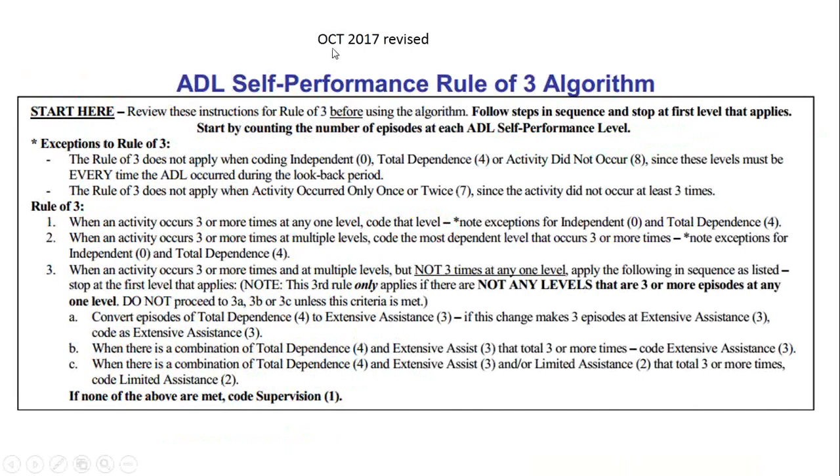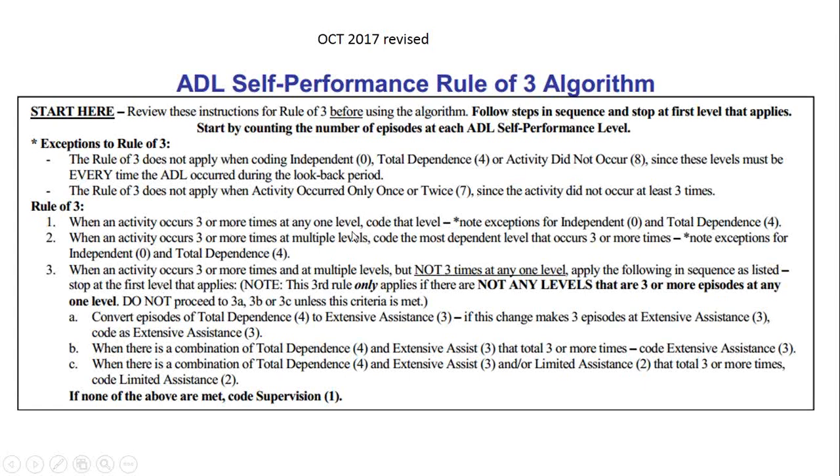So here's the clarified Oktober rule. It hasn't changed. They've just added a couple of things to make sure that everyone understands how to do this. So first thing is you review the instructions for the rule before you even move on to that algorithm. Follow these steps in sequence and start by counting the number of episodes at each ADL performance level. You already know the exceptions. The rule of threes does not apply when you're coding independent, total, or activity did not occur because it has to happen every single time. Rule of threes obviously will not apply when it only happened once or twice because you don't have 3 times to even work with.